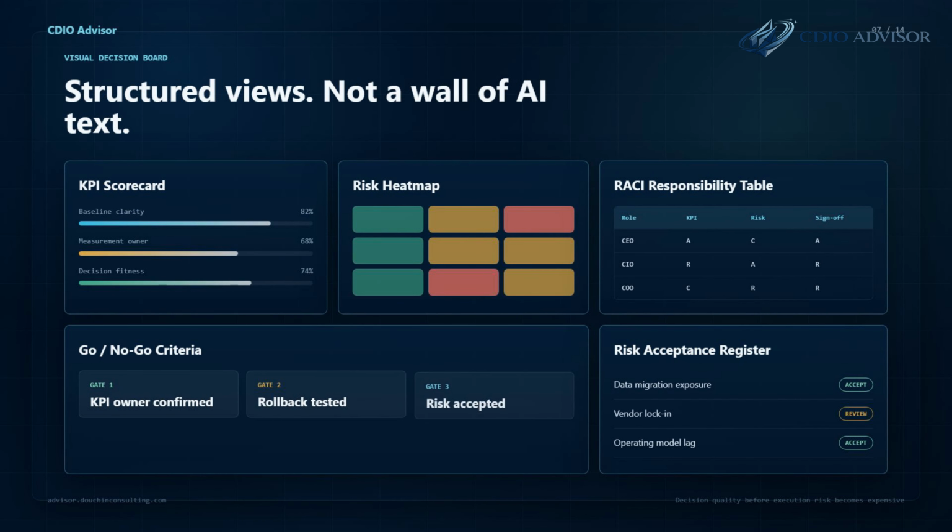Behind the executive summary, CDIO Advisor organizes the decision into structured views: KPI scorecards, risk heat maps, RACI responsibility tables, go/no-go criteria, risk acceptance registers, follow-up actions, outcome learning. The goal is not to generate more text. The goal is to make the decision usable.